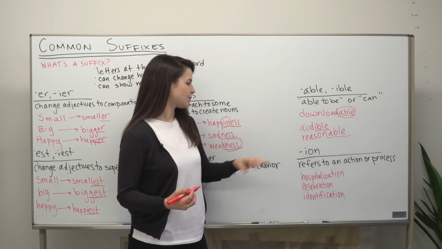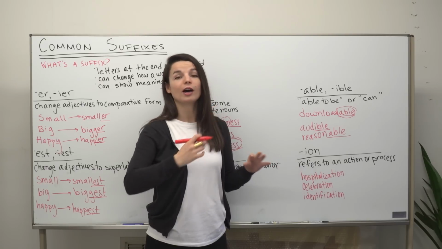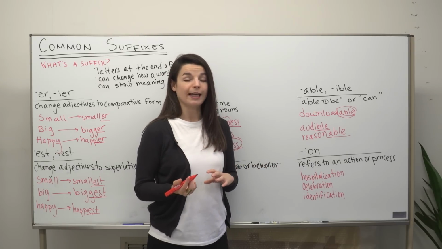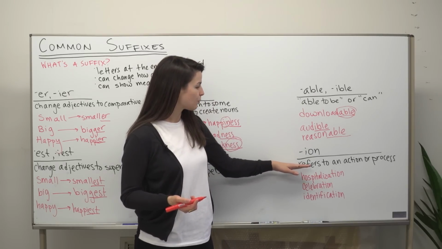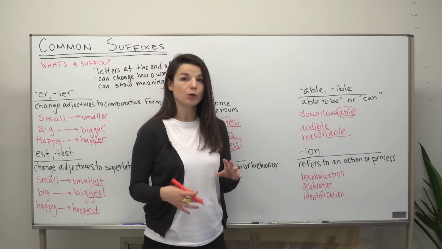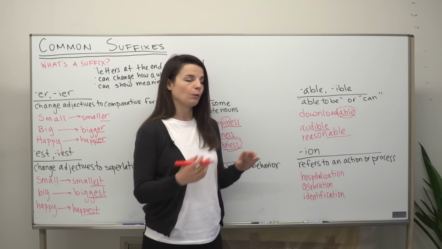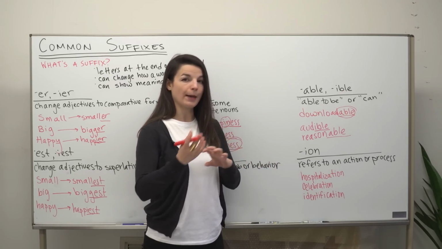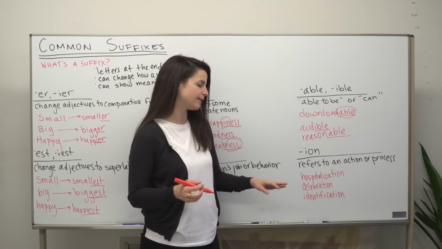Okay, last one for this lesson is ION. There are a lot of examples of words that end in ION. ION suffixes refer to actions or to processes. So we have the root plus some action or some process of that root. Let's look at some examples.